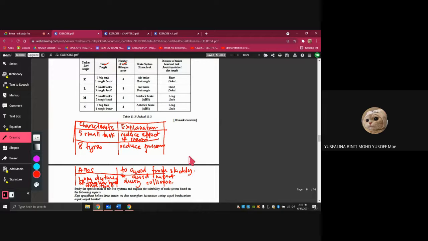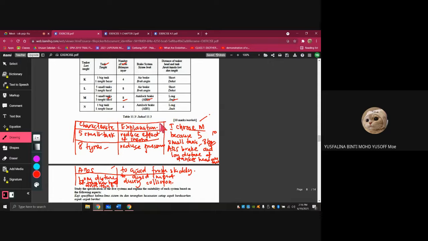From this, which one should we choose? K, L, M, or N? M, right? So how do you answer this one? I choose M because, you copy back all the characteristics: because it has 5 small tanks, has 8 tires, has ABS brake, and a long distance between the tanker head and tank. So you get 1, 2, 3, 4, 5, 6, 7, 8. If you choose correctly, you get 9 marks, and if you also copy back all the characteristics, you get 10 marks. So this is how you answer.